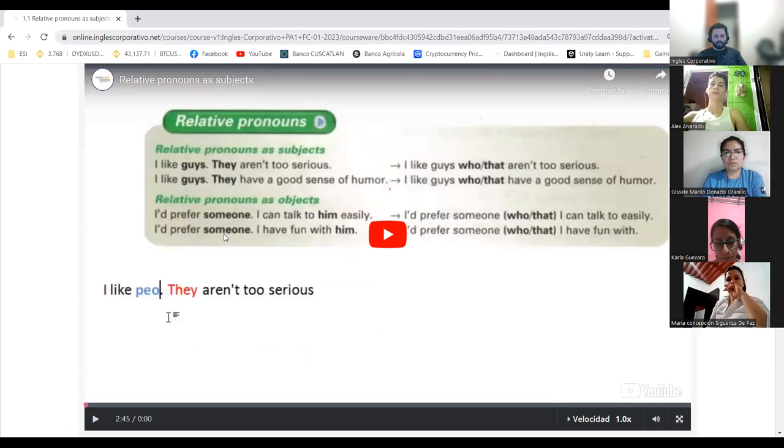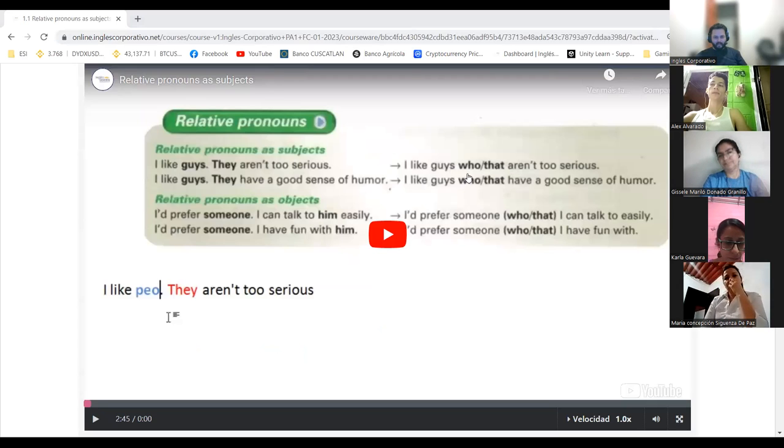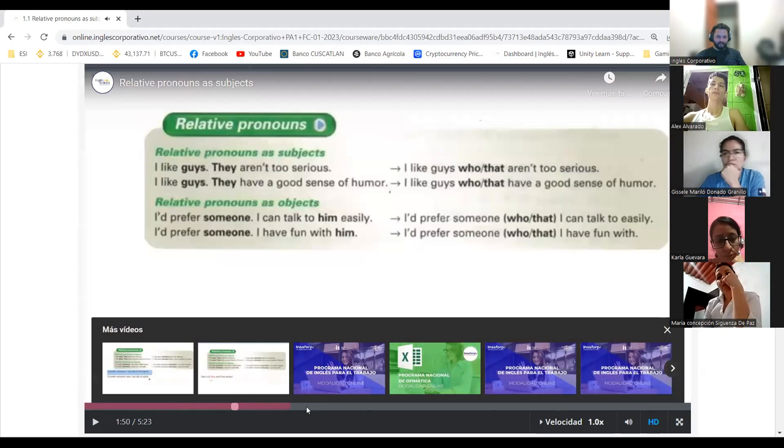We have this here that says "I like guys. They are too serious," right? And then it gets turned into a relative clause: "I like guys who aren't too serious," okay? So this right here: I like guys, they aren't too serious. If you turn this into "I like guys who aren't too serious," where is the relative pronoun? I mean, hold on, I'm gonna play it, guys, because the example is not there.